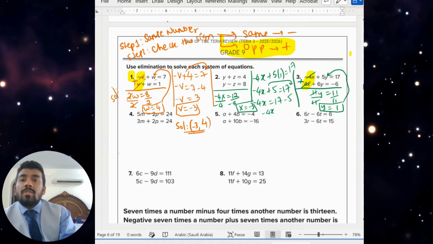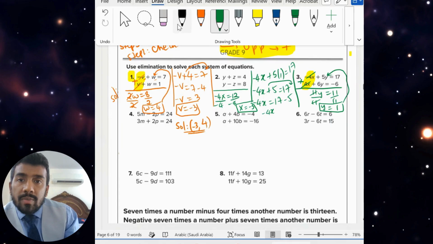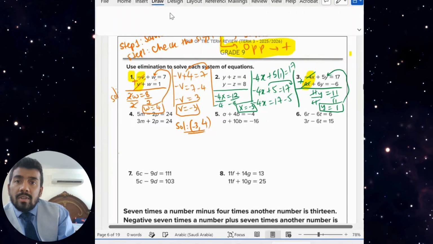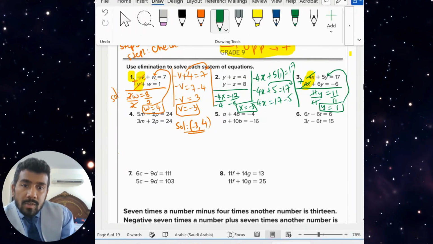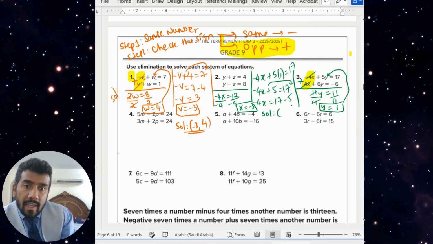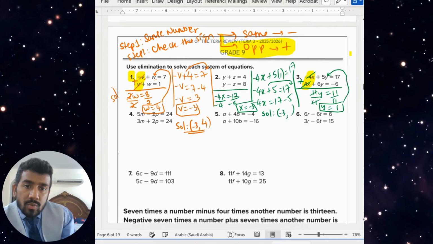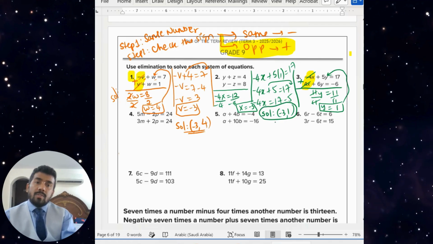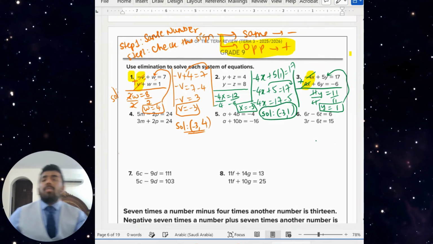Okay. So that's your solution. So let me write the solution here. So what will be your solution? First is x, then is y, that's minus 3, and then 1. Okay. So that's your answer. Understood?